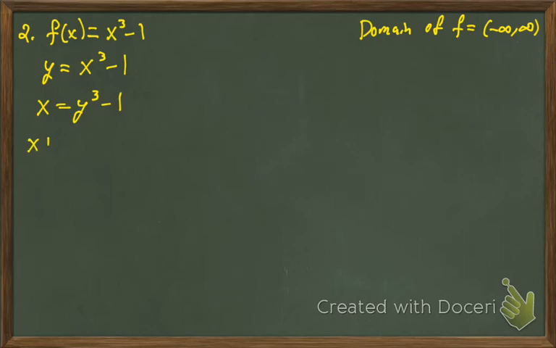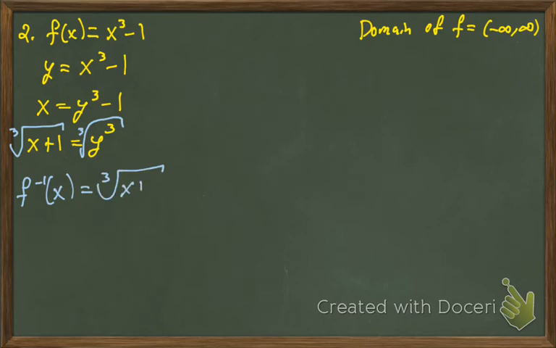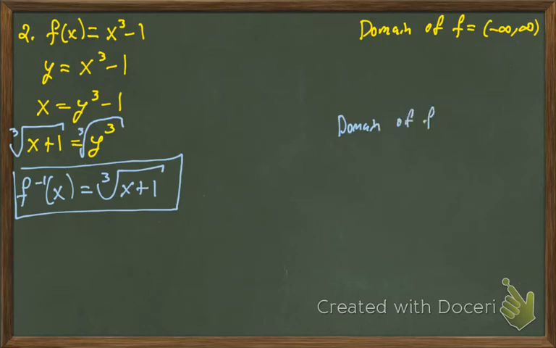We're going to add 1 to both sides in the process of solving for y. And then to undo the cube, we're going to take the cube root. And when we take odd roots, we don't do any plus or minus. So the cube root of x plus 1, that is what f inverse is going to be. The cube root is not a picky function, so the domain is going to be all real numbers. It's only square roots or even roots that have problems.